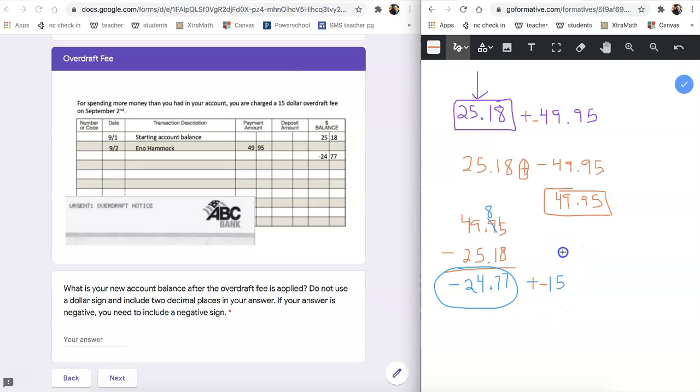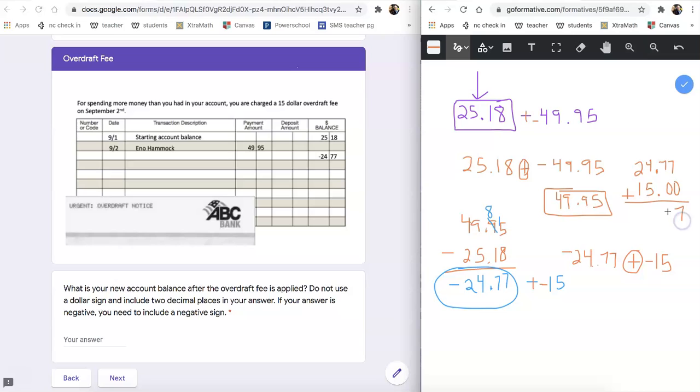So now this reads negative $24.77 plus negative $15. Now that it's addition, I use my addition rules. Signs are the same, you add. So I'm just going to put the larger number on top in terms of absolute value. When I'm adding and subtracting decimals, I have to line up the decimals. So with this 15, I'm going to have to add 2 zeros so that the decimals line up.